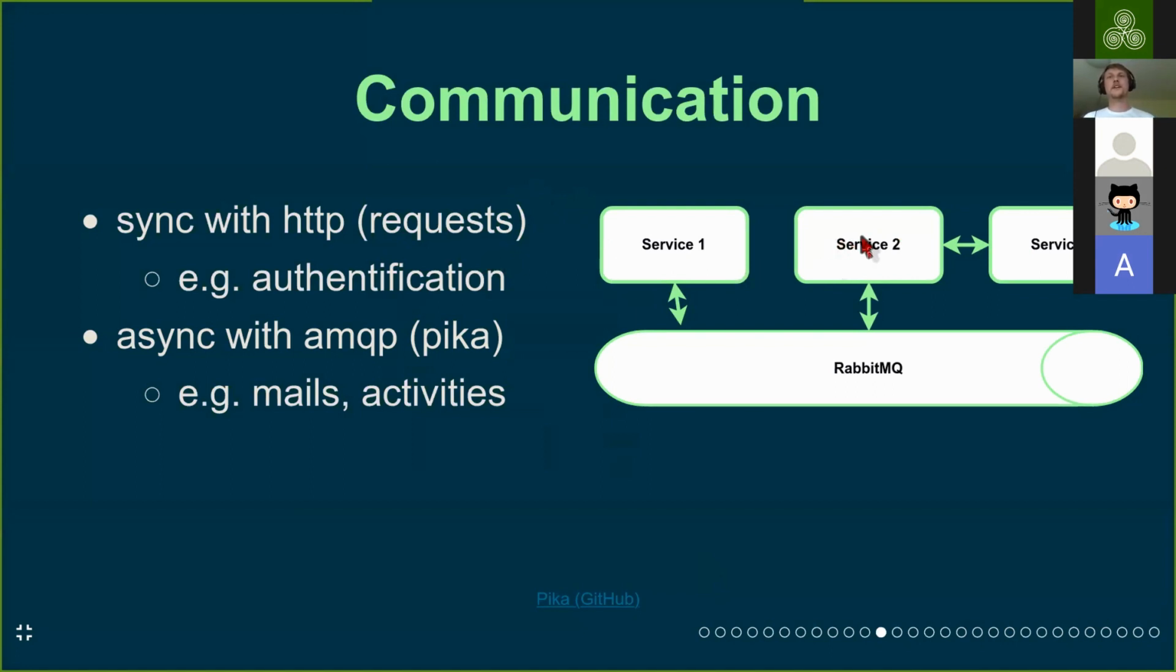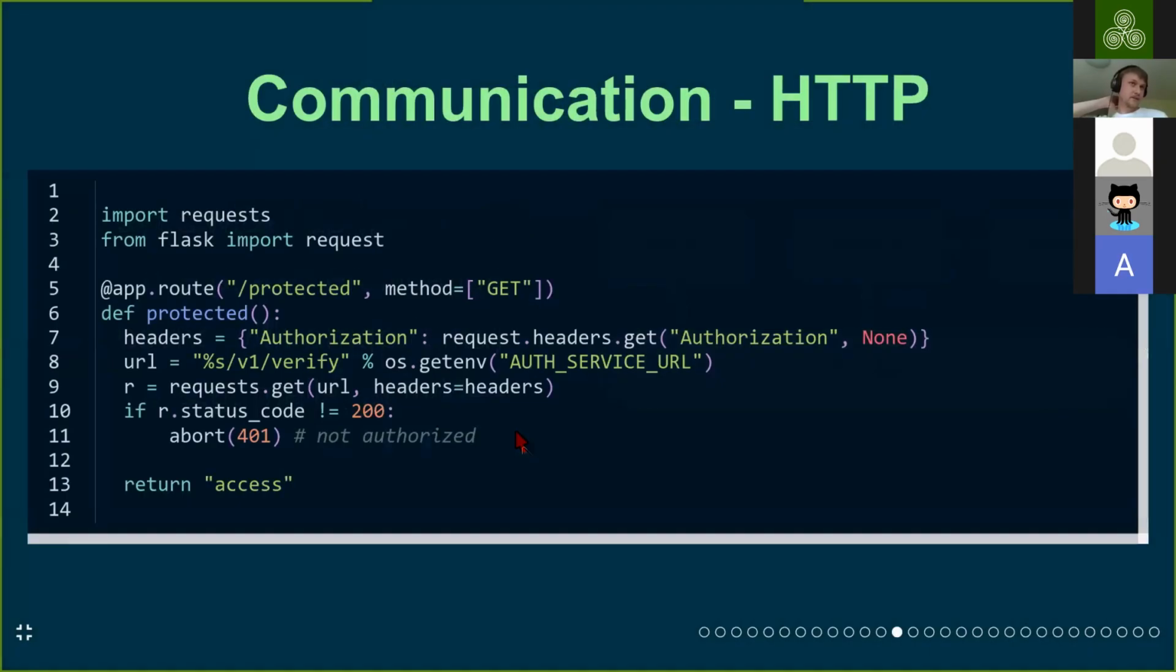If, for example, service 2 has a direct connection to service 3, then they will talk to each other over HTTP. But there are also connections over AMQP, so an asynchronous communication, and for that I use Pika. So let's say service 1 is indirectly connected to service 2 over the message broker. This is used for sending out emails, for notifying about new activities, and so on. I will go into a little bit of detail on how these two communication forms work.